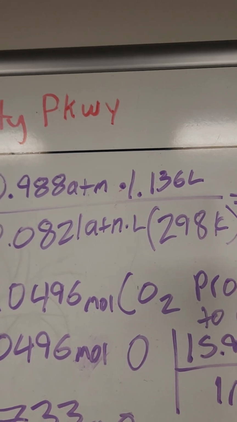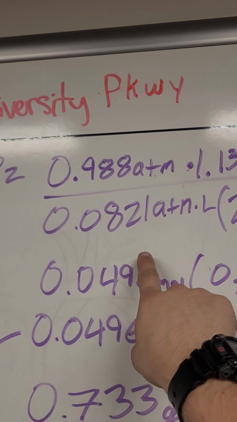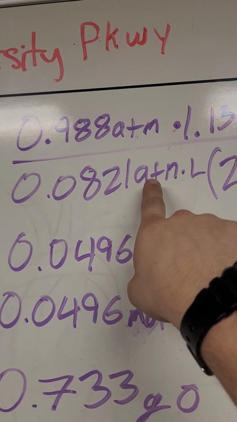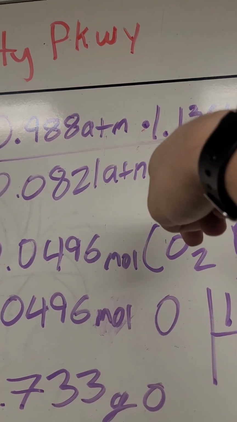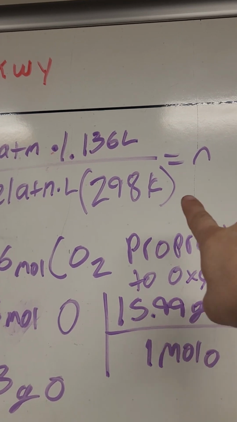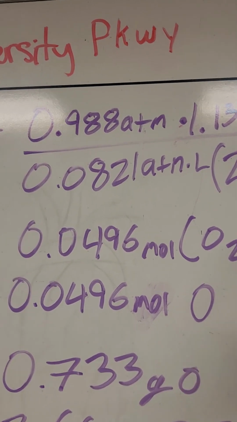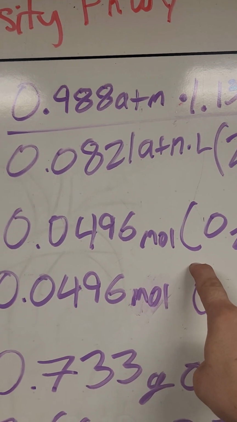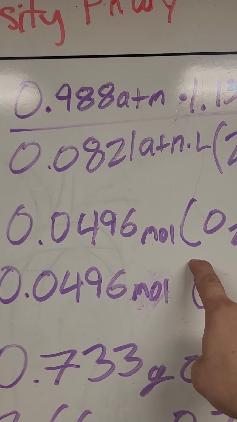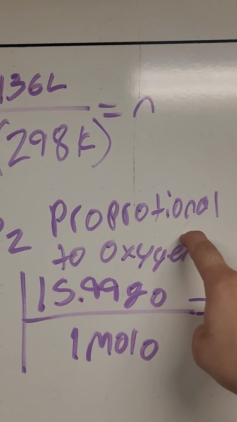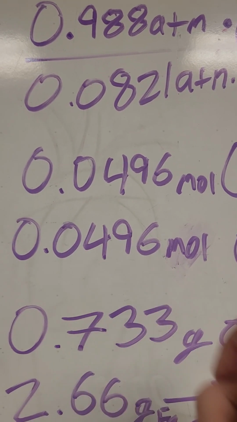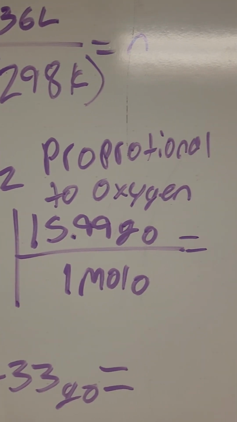This number is explicitly told to us. This number is a constant, and we need to use this specific one because it is in atmospheres per liter. That cancels the atmospheres, cancels the liters, and then Kelvin. That equals our number of moles of CO2, which is 0.0496 moles. That is, again, proportional to oxygen. So when we come down here, we can say 0.0496 moles of oxygen.